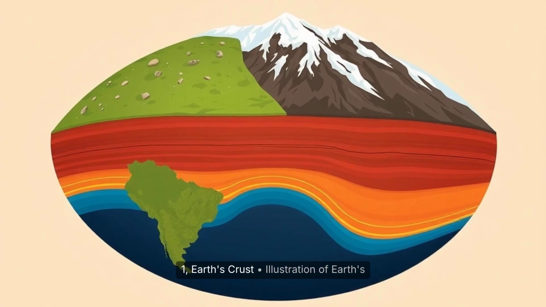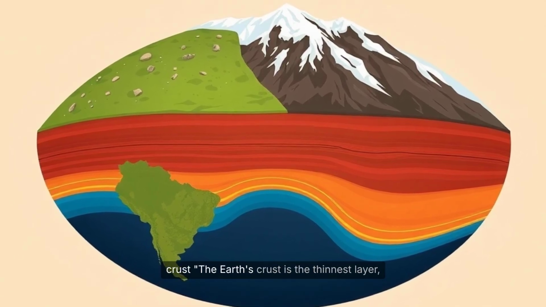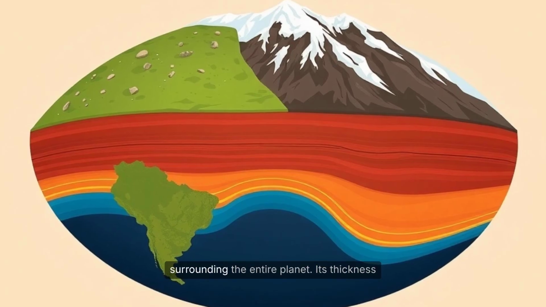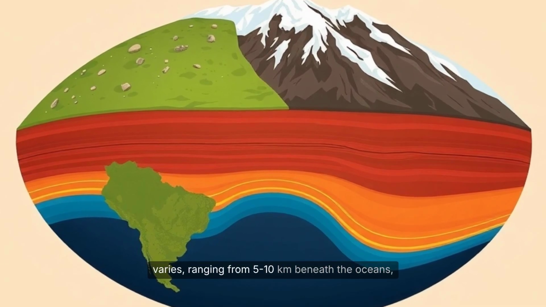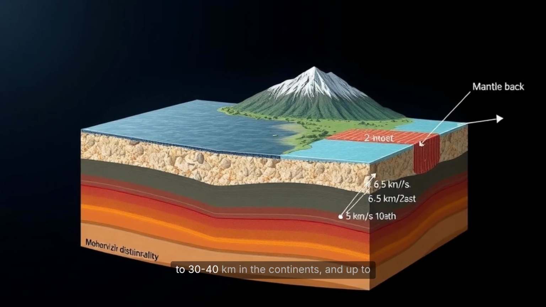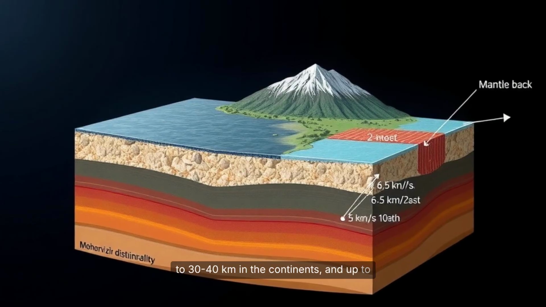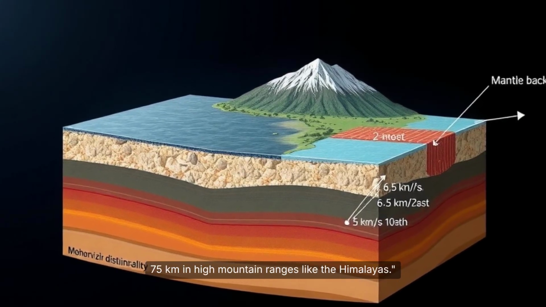1. Earth's crust. Illustration of Earth's crust. The Earth's crust is the thinnest layer surrounding the entire planet. Its thickness varies, ranging from 5 to 10 kilometers beneath the oceans to 30 to 40 kilometers in the continents, and up to 75 kilometers in high mountain ranges like the Himalayas.